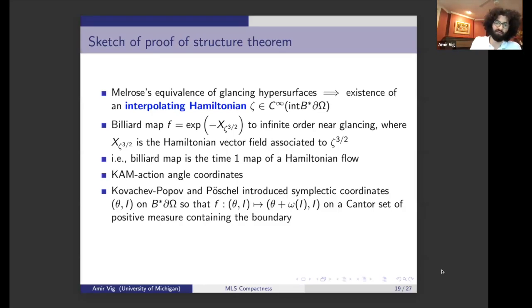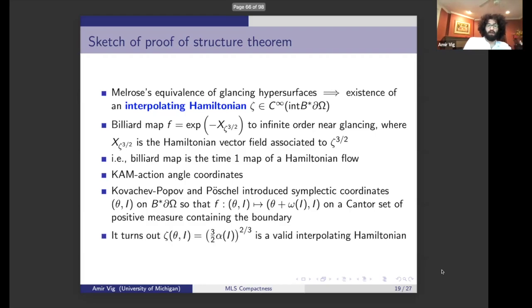That's the same Cantor set that we've seen a couple times now. And it turns out that we can take the action variable to be the length of a caustic, and its symplectic dual is going to be our angle variable theta. In that case, Mather's alpha function, which is the convex conjugate of the beta function, is an interpolating Hamiltonian. That's kind of a magical fact. Essentially, it boils down to the fact that alpha prime of I is omega.